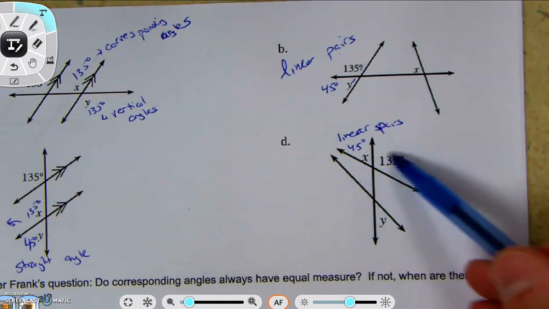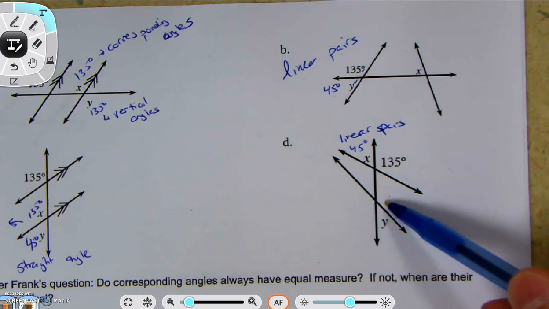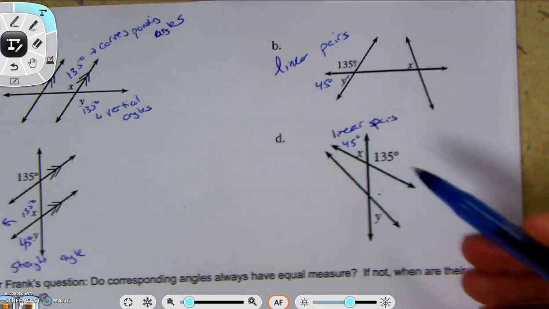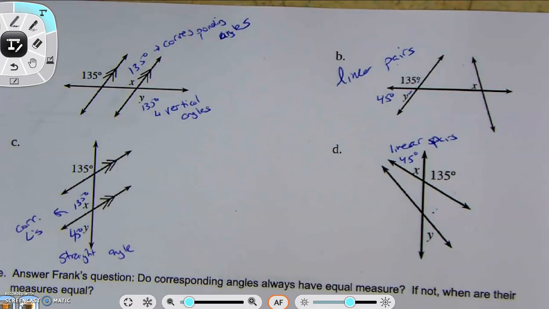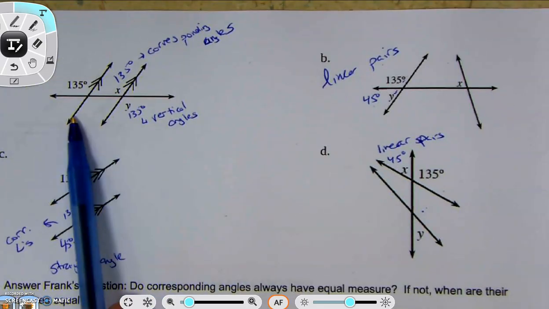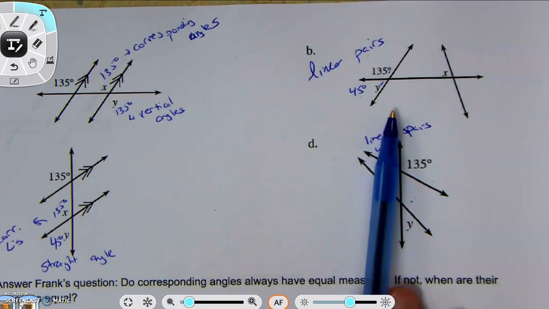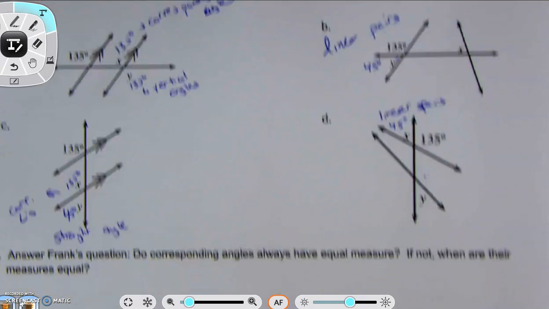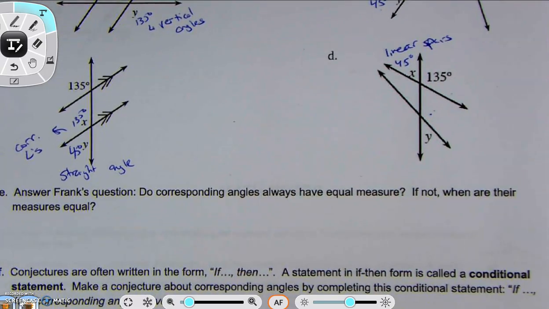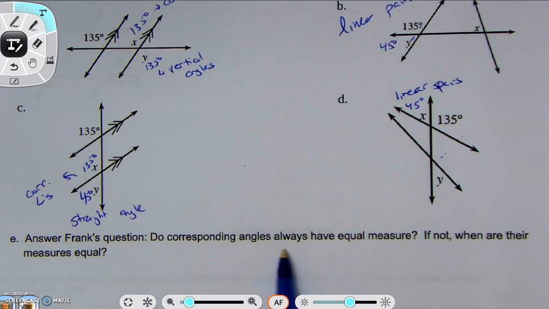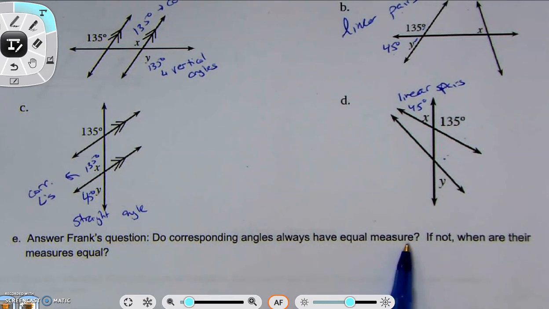But if I translate down, the corresponding angle would be here, but that's not the same measure, so I actually can't find y there. So things that I have corresponding that are the same, I have these two diagrams, and then things that are not the same for corresponding, I have two. So looking at the difference there, those things are different, and we can't always say that corresponding angles have equal measure.